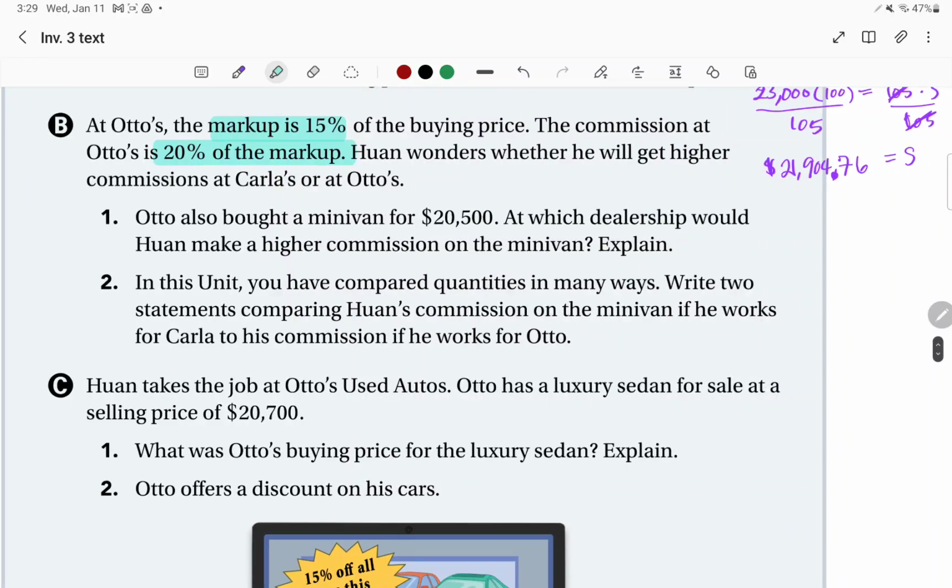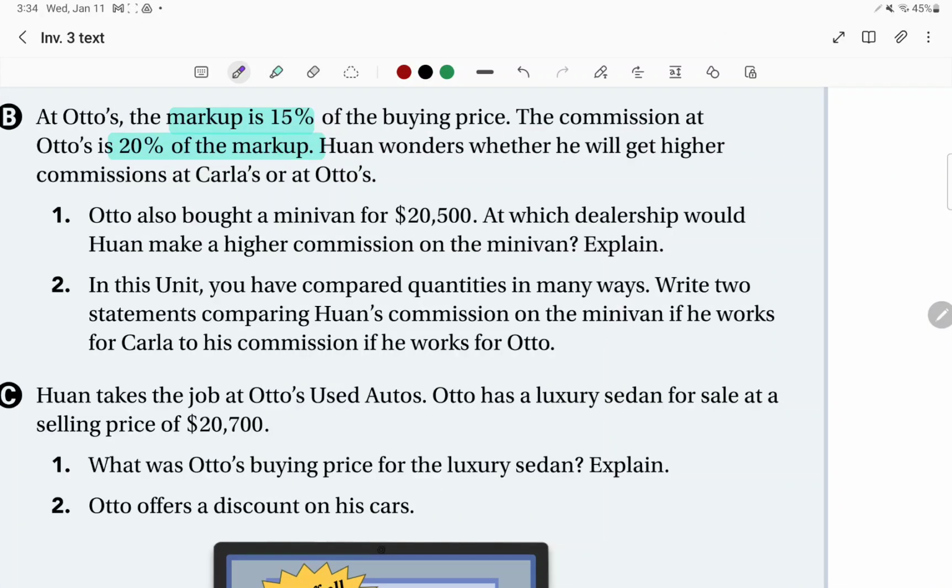So go ahead and try numbers 1 and 2 here on part B, and then come back to the video to see how you did. So let's take a look at this. Number 1, Auto's, he buys it for $20,000. So let's figure out a few things.